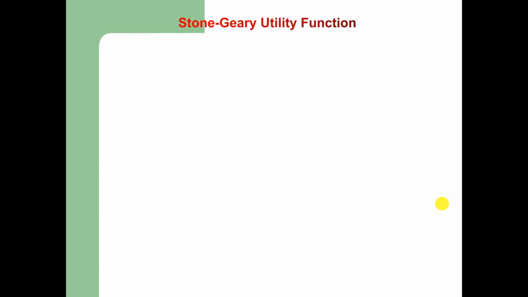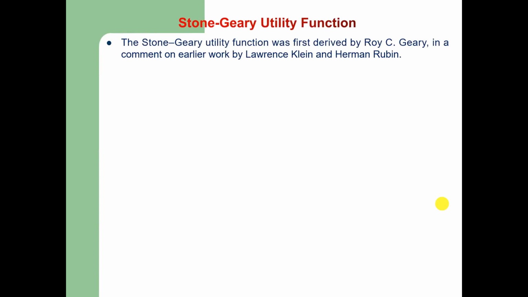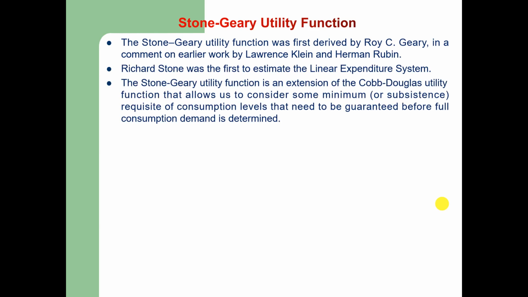Let me give you some background information about the Stone-Geary utility function. The Stone-Geary utility function was first derived by Roy Geary in 1950 in a comment on an earlier research work conducted by Lawrence Klein and Herman Rubin. Richard Stone was, on the other hand, the first to estimate the linear expenditure system.